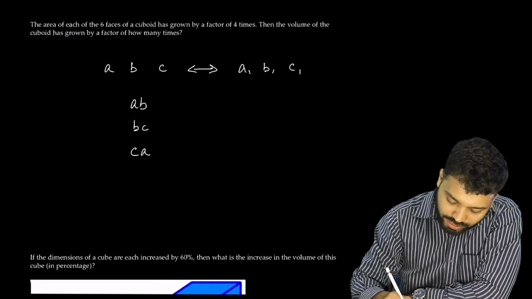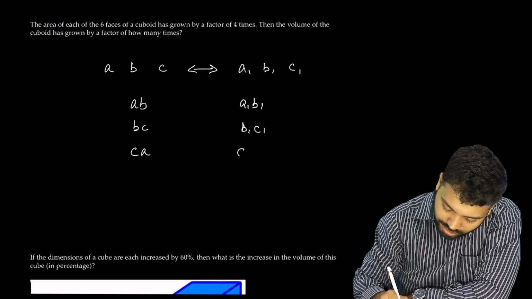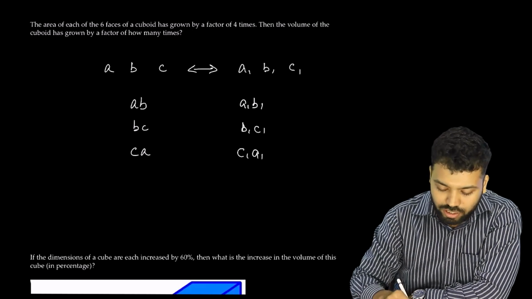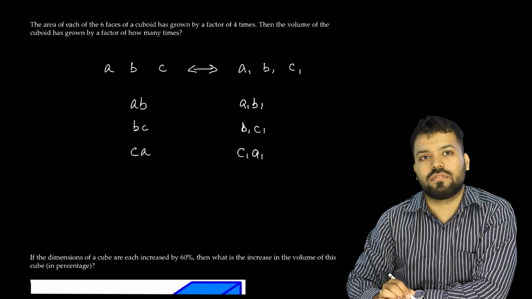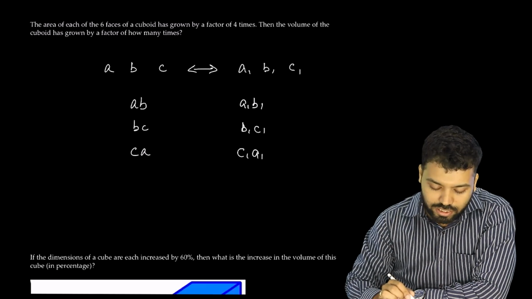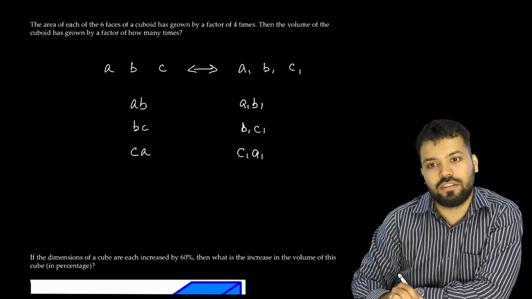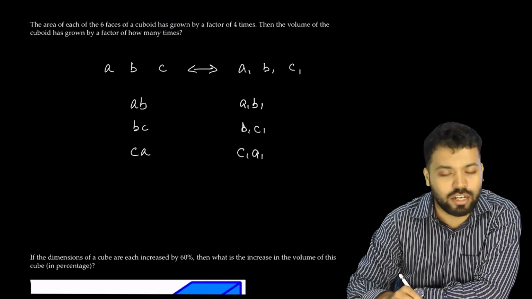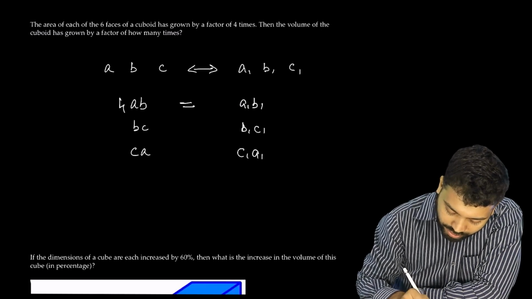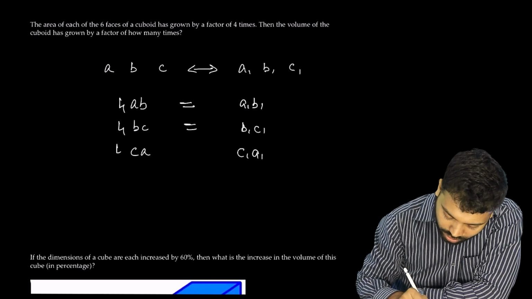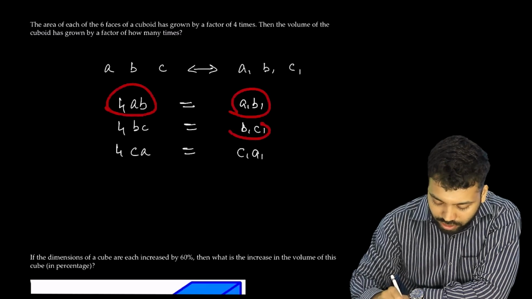In the new case, we will have A1 B1, B1 C1, C1 A1. And what is the relationship between these? By a factor of 4. Yes, they are saying the new area is nothing but 4 times the old surface area. Very good, Navya, and also the person who has answered. So 4AB equals A1 B1, 4BC equals B1 C1, 4CA equals C1 A1. The new area is 4 times the old area for each of the surface areas.